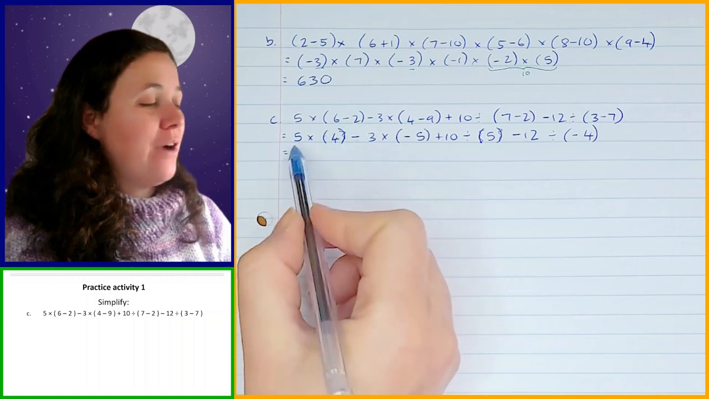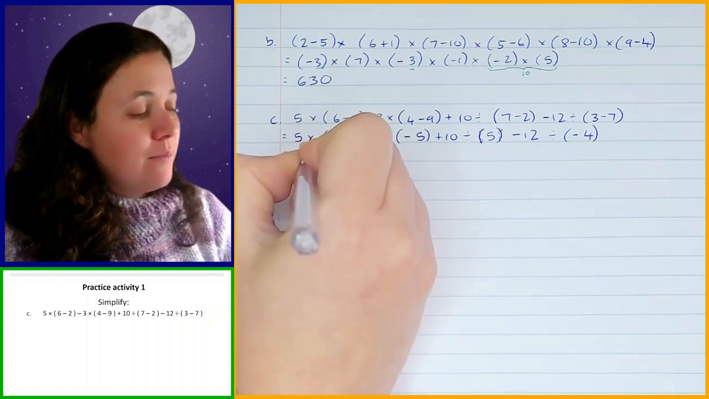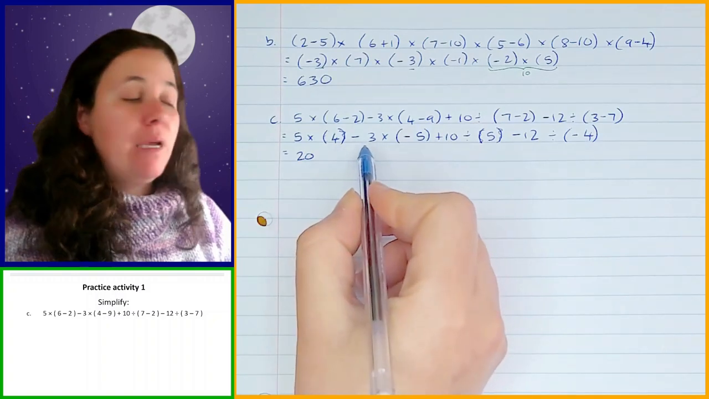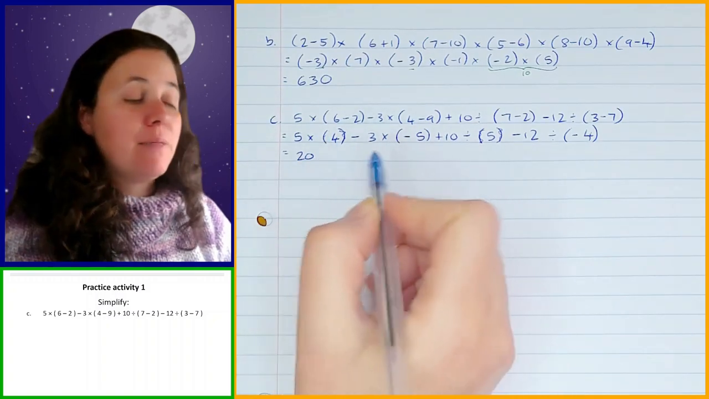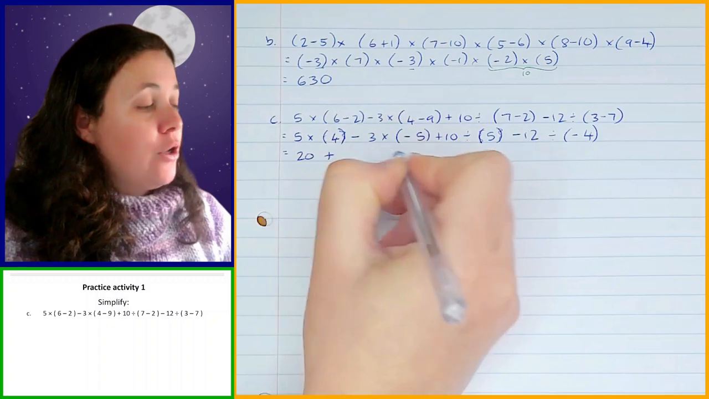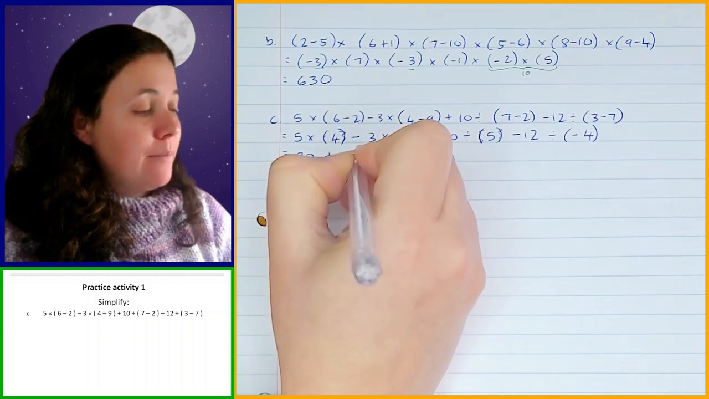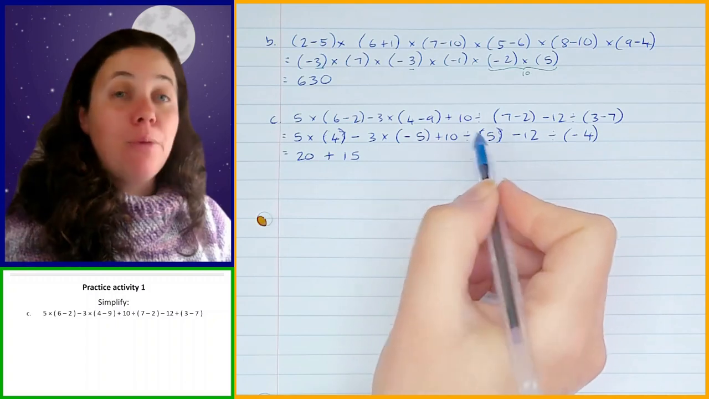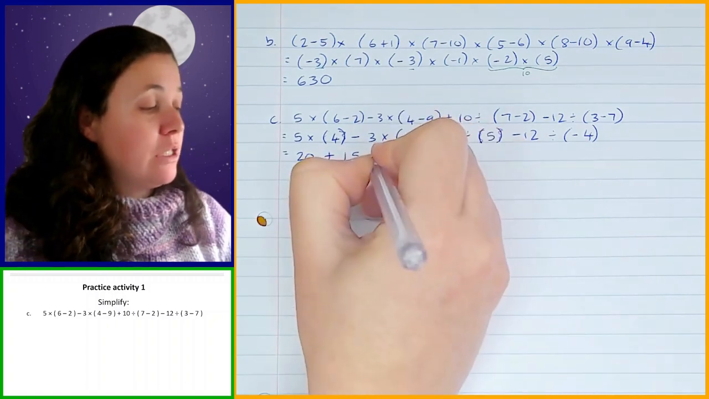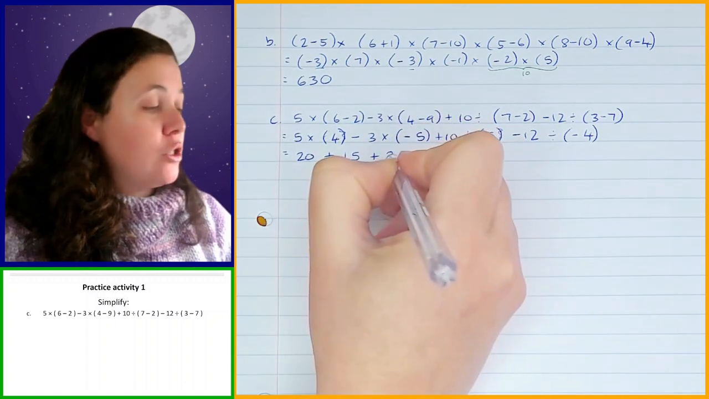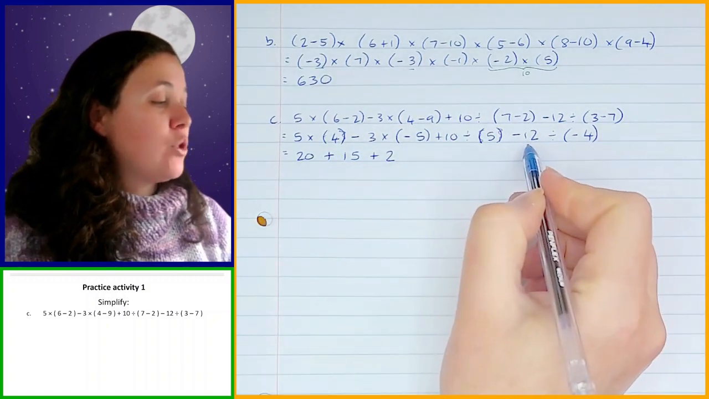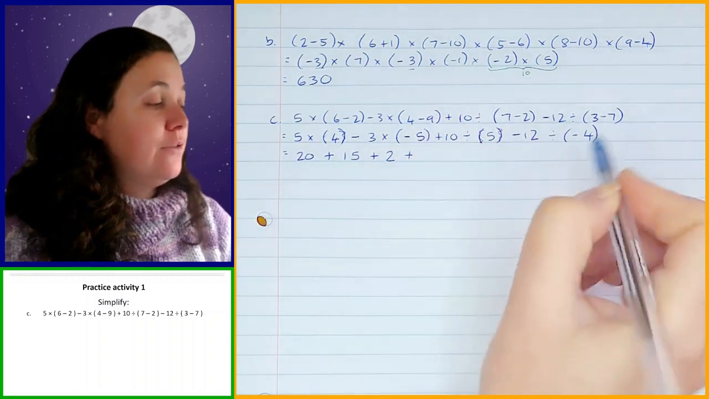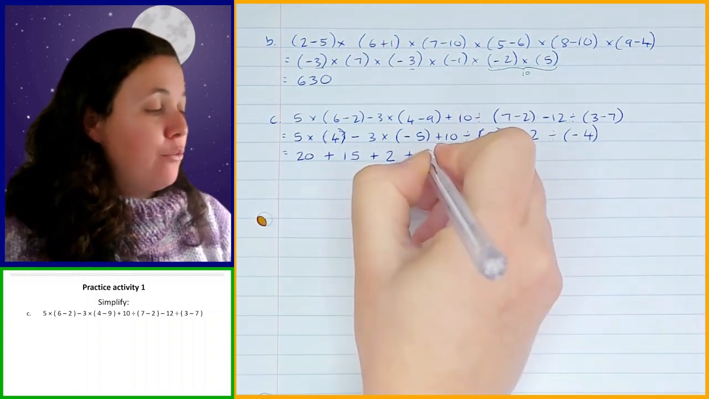So over here, I've got 5 times 4 is 20. They're both positive, so I don't have to worry about any signs there. Then I've got negative 3 times negative 5. And negative times a negative is a positive. 3 times 5 is 15. Then I've got plus 10 divided by 5. They're both positive, so I'm going to have a positive. 10 divided by 5 is 2. And then negative 12 divided by negative 4. They're both negatives, so it's going to give me a positive. 12 divided by 4 is 3.